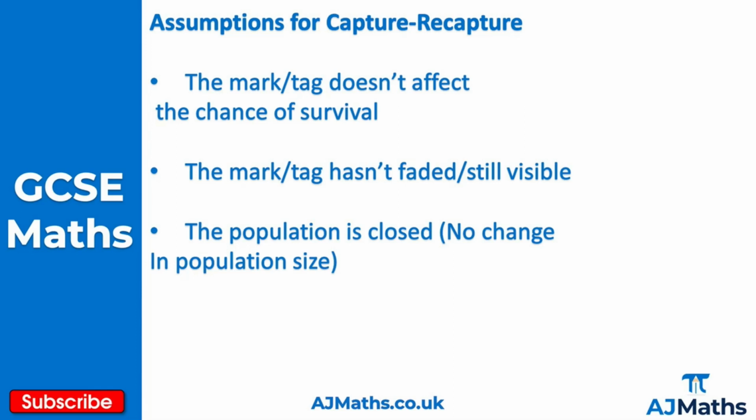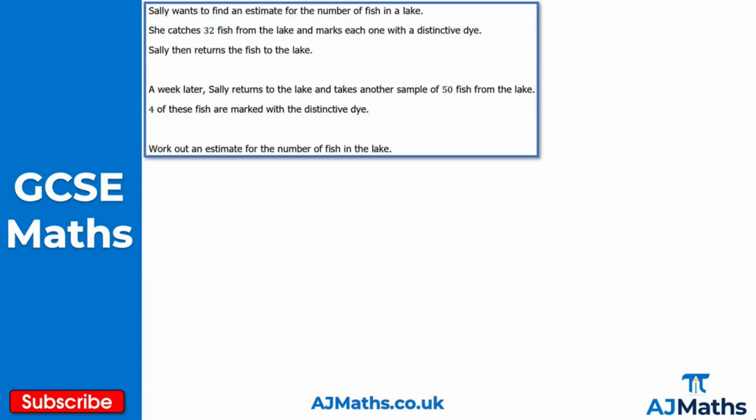So that gives us a bit of an introduction there. So what we're going to do now is just take a look at a quick practice question for capture recapture. We're going to work through this together. They've got Sally who wants to find an estimate for the number of fish in a lake. She catches 32 fish from the lake and she marks each one with a distinctive dye. So in this case, this is the tag that we mark those fish with. Sally then returns the fish to the lake.